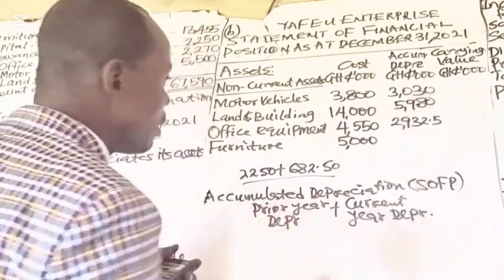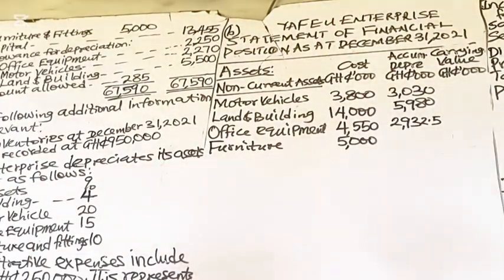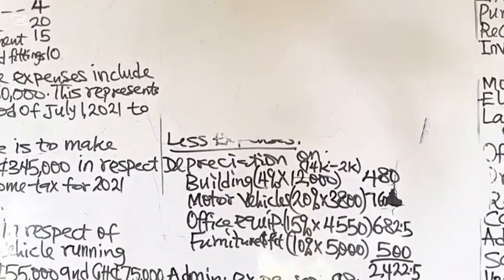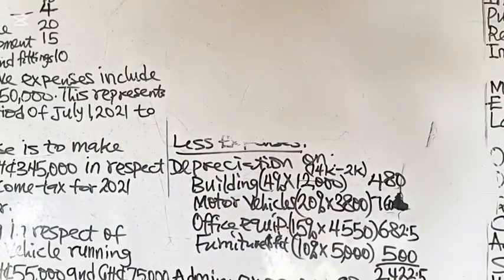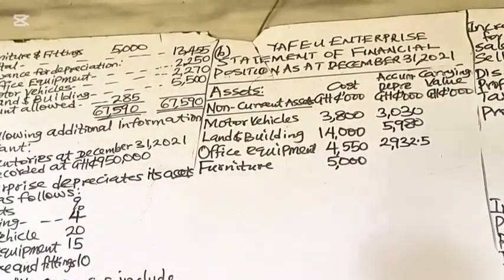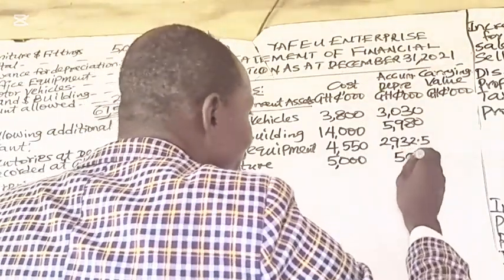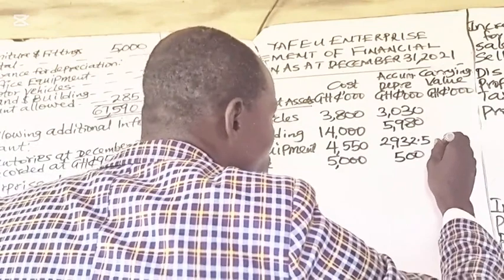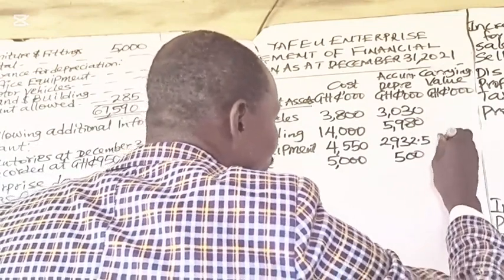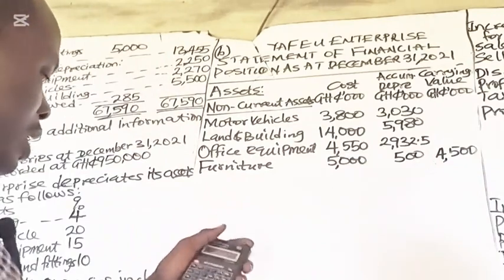Now, we are left with furniture. No depreciation is given in the trial balance in respect of furniture. But in our statement of profit or loss, we got 500 as the amount of depreciation on furniture. So that 500 will be charged against the furniture in the statement of financial position. So we have 500. So the carrying value of furniture will be 4,500. The 4,500 will be cost minus accumulated depreciation.